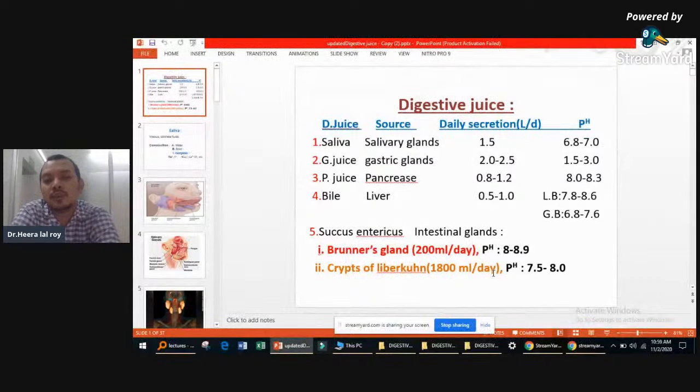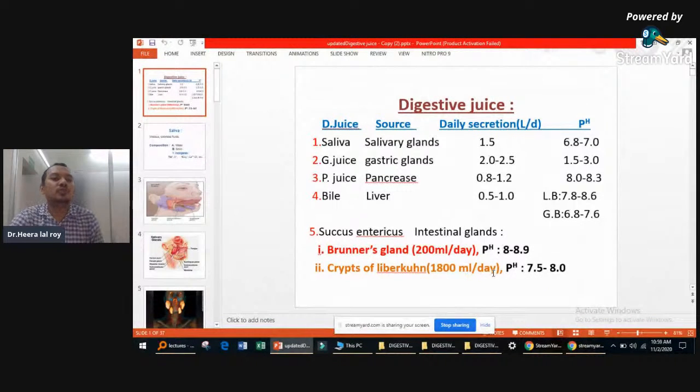That's classified into two types. One is Brunner's glands and one is the crypts of Lieberkühn. Cumulatively its secretion is 2 liters, of which 200 ml is from the Brunner's glands, and from the crypts you will get 1.8 liters per day. These are also very basic, like pancreatic juice and others.